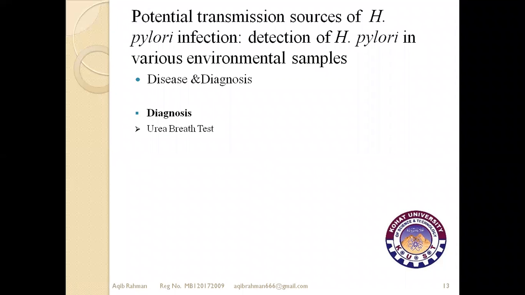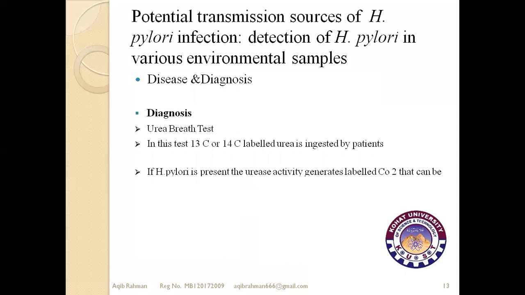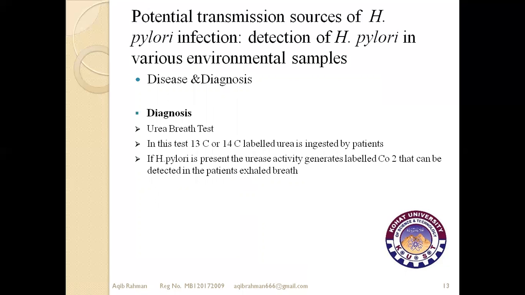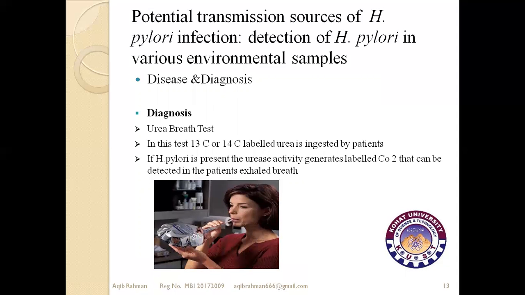In diagnosis, urea breath test is used. In this test, carbon 13 or carbon 14 labeled urea is ingested by the patient. If H. pylori is present, the urease activity generates labeled carbon dioxide that can be detected in the patient's exhaled breath, just like shown in the following picture.